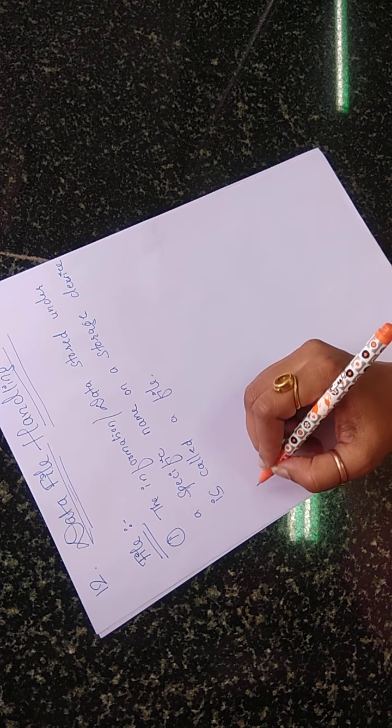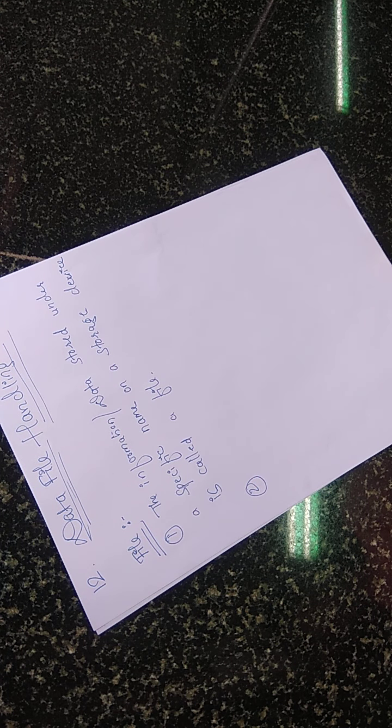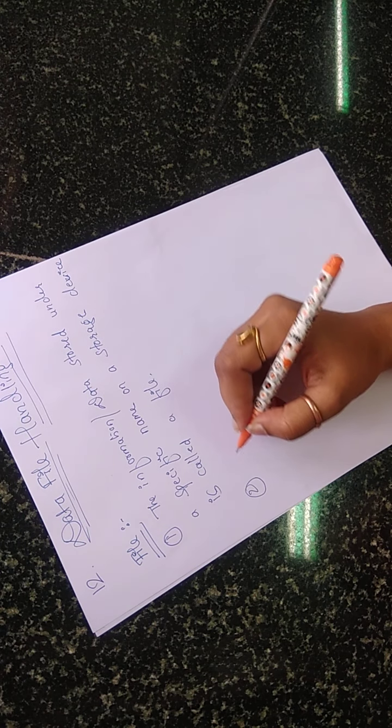Another definition for the file we can give is: a file is a collection of related data stored in a particular area on the disk. The disk can be the hard disk, the floppy disk, or a magnetic tape, anything you can take.